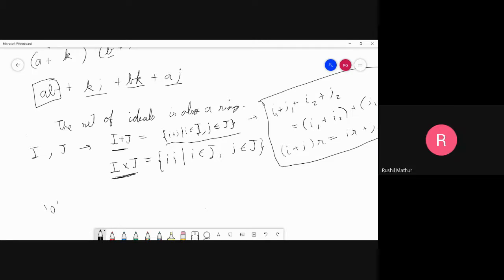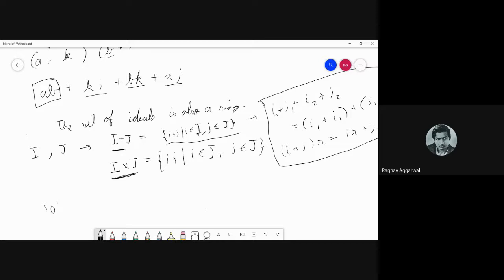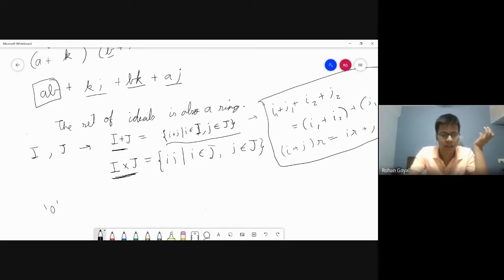What about it? What would it be? Like what to do with this? I mean, if you're saying that the set of ideals is also a ring, rings have zeros. What is the zero element?